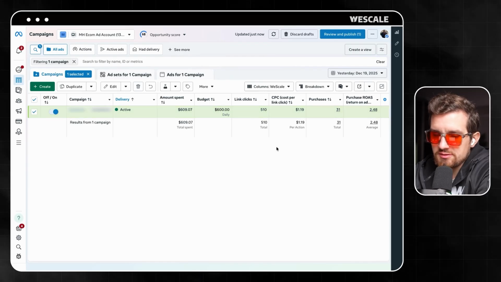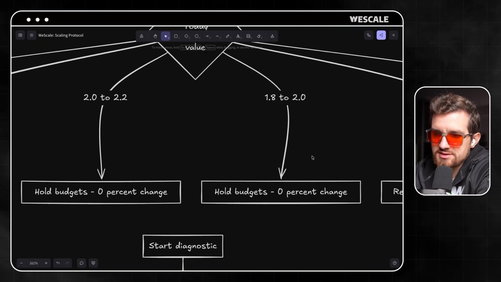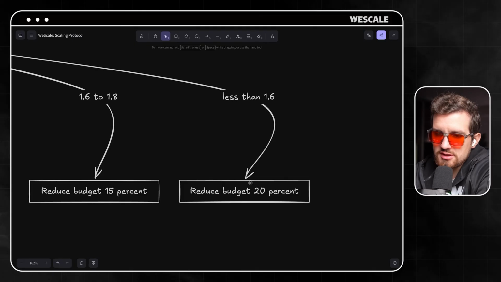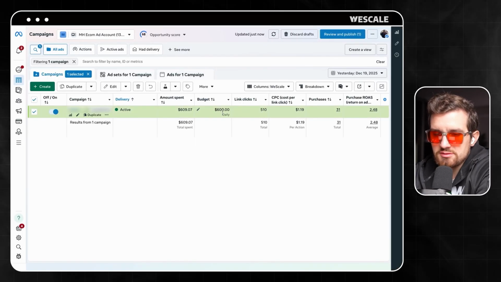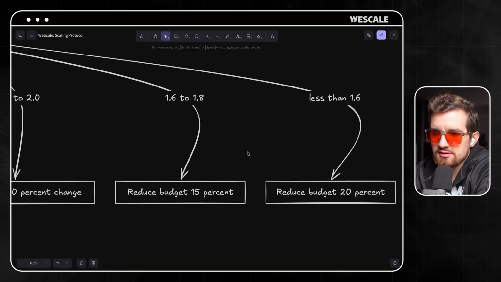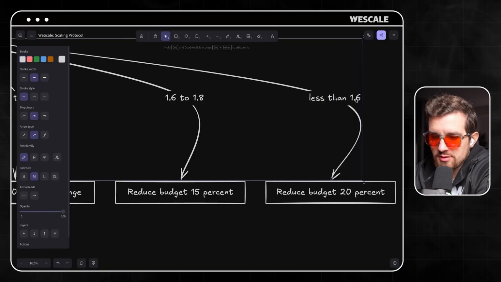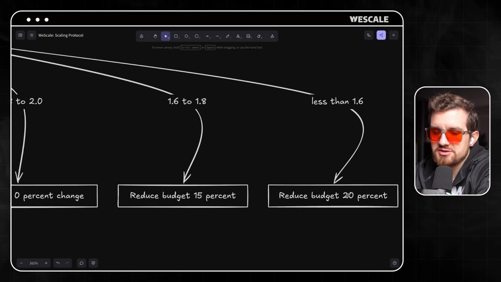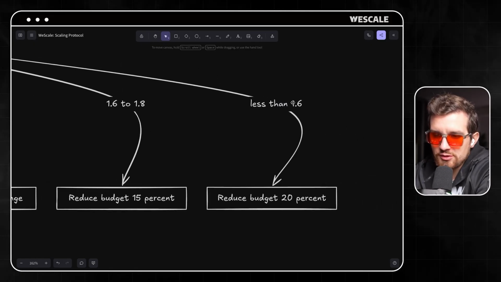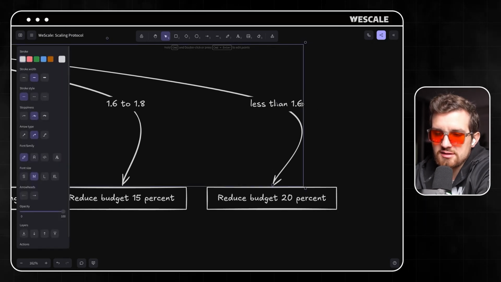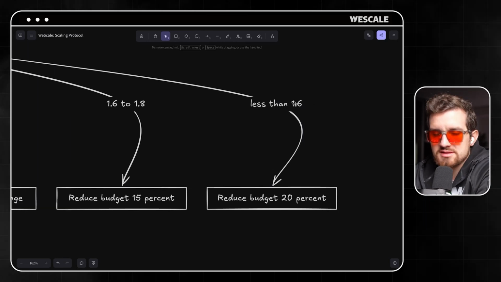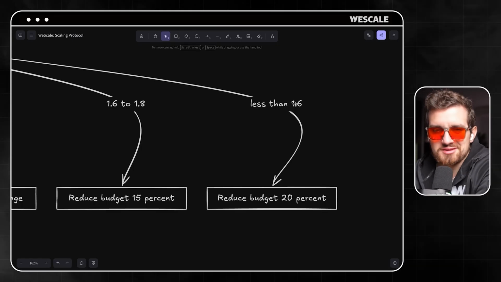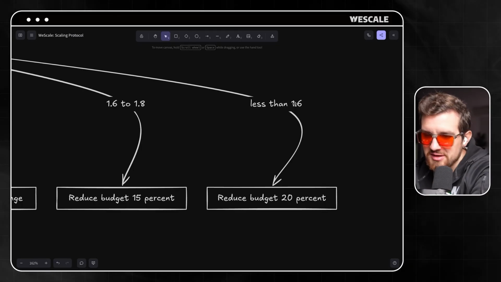And then on the flip side, if this ad set or campaign was running at under a 1.6, then I would reduce the budget by 20%. Don't get caught up on just hearing the number and thinking, okay, 1.6 equals down 20%, got it. You need to understand the why behind it. Because at a 1.6, that's bad. It's not very bad. In testing, that's completely fine. I'd be happy with that.